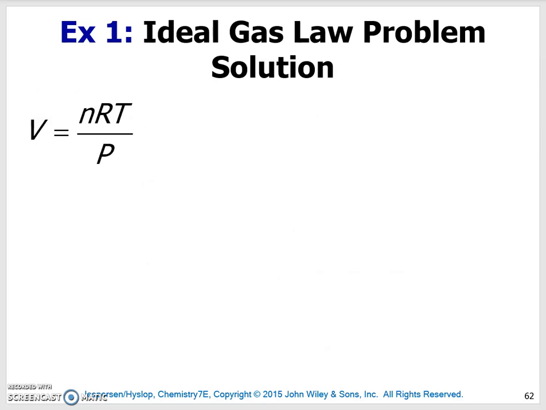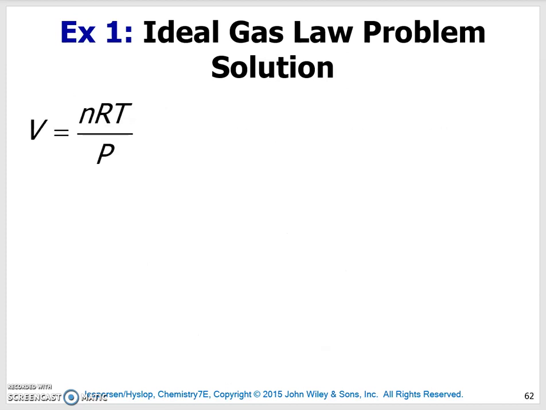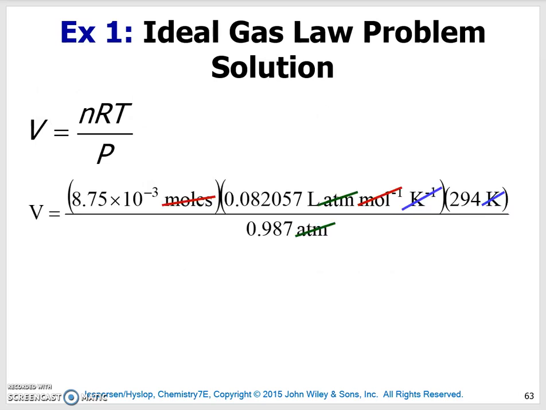If we rearrange the ideal gas law to just solve for volume, we get moles times R times T over P. So we're going to take all of our values from this slide, pause and jot them down if you need to, and plug them into this equation. So we've got moles, we've got R, and we've got T. Again, keep the 0.15 when you do the math, and then round at the end.